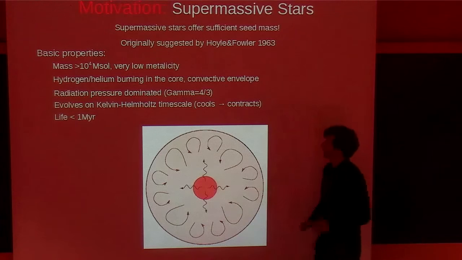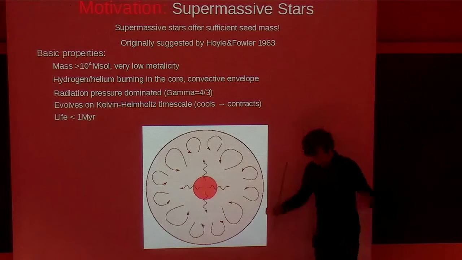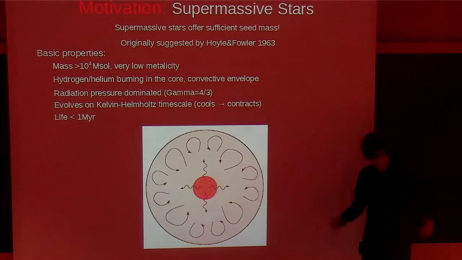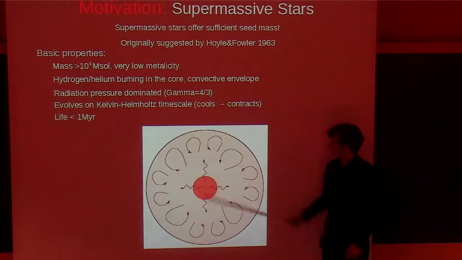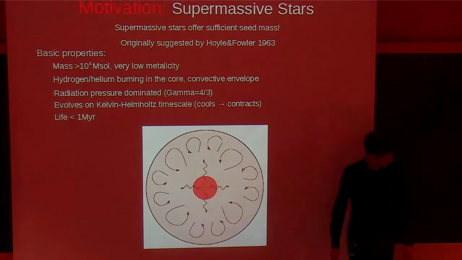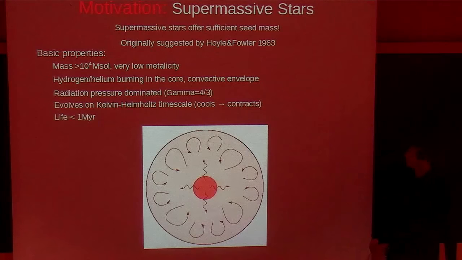It evolves on the Kelvin-Helmholtz timescale. That means it cools and contracts. During the evolution, the central density increases. And this star ultimately evolves to the onset of gravitational collapse.